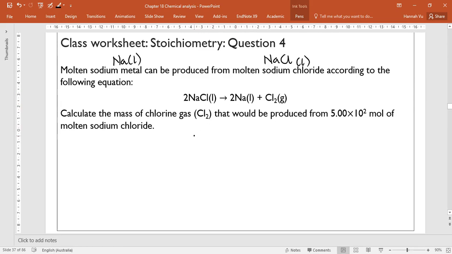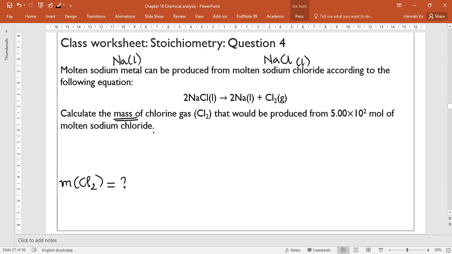All right, what do you need to do? Calculate the mass of chlorine gas. It's a little bit more interesting here. You need to find the mass, not the mole, of chlorine gas. So I need m. Small m is the symbol for mass. That would be produced from 500 mole of molten sodium chloride.